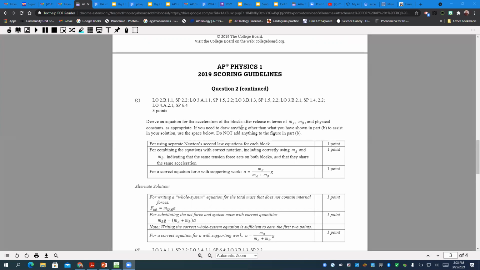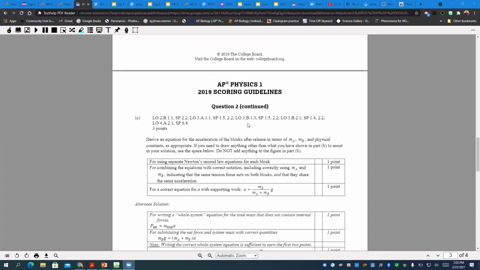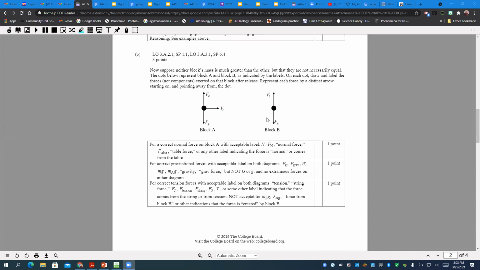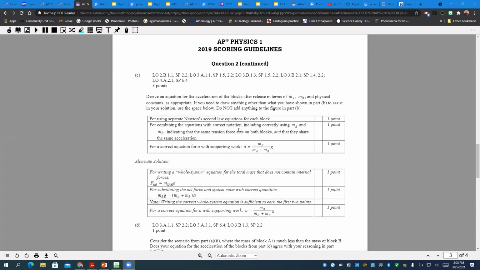And if you need to draw anything other than what you have shown, it says in your solution, use the space below. Do not add anything to the figure. So it doesn't want you to add to it here. I want you to leave these alone, but you can draw it in that space. So a couple things you could do. I recommend this whole system approach. So that's what I'm going to emphasize first.